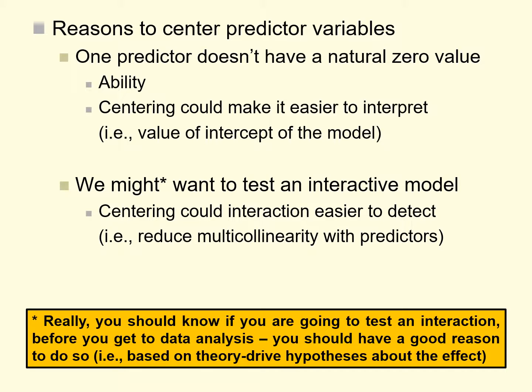Now, the other reason why we sometimes like to center predictor variables is that we might want to test an interaction term. Now, at this point, of course, we've already committed to that. So it's not a question of we might want to do this. And centering the predictor variable usually makes testing interactions a little bit easier, because it reduces potential problems with multicollinearity between the predictor variables and the interaction term that is made from them.